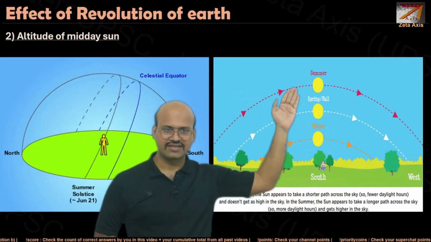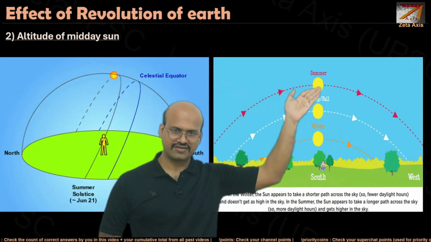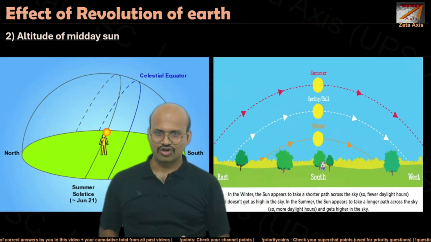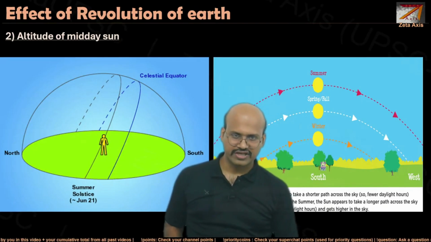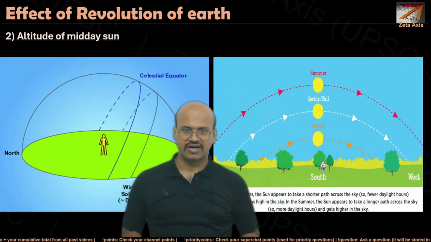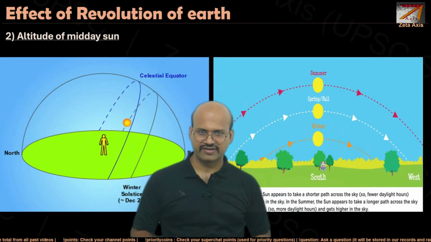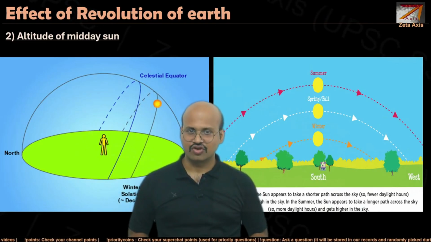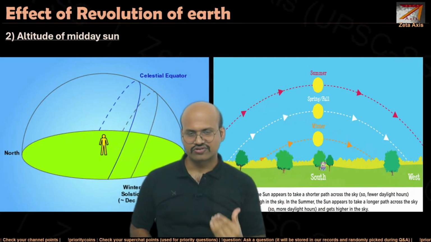So we can clearly see that the height of the sun in our sky also changes because of our inclined axis of rotation and our revolution around the sun. So remember, both of these factors are important. Just the inclination of our axis will not cause this variation. Revolution is also important.